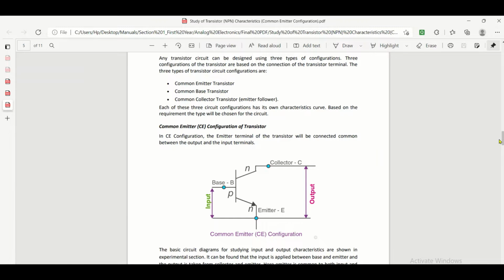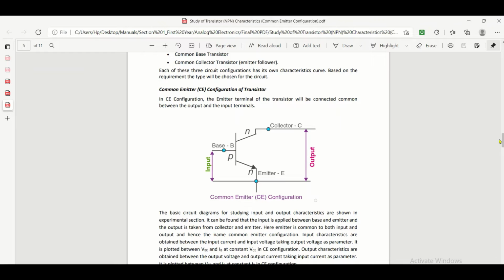Now we are particularly interested in the common emitter configuration of the transistor because this is very well applied and can find extensive application. That's why we will be concentrating particularly on common emitter configuration for this experiment. As we all know, a transistor has three terminals, in which, in common emitter configuration, the emitter terminal is made common. The input signal is fed to the base emitter junction and the collector emitter junction is considered to be the output part.